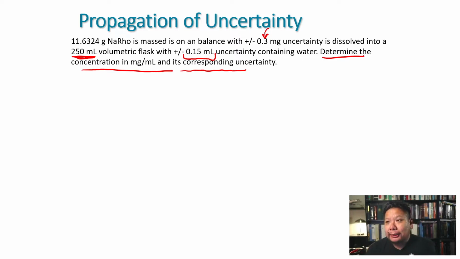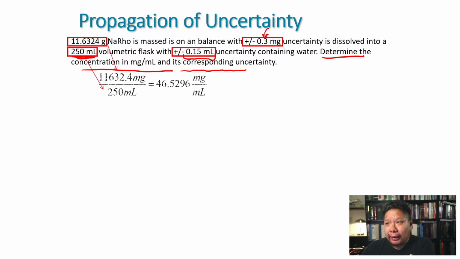Well, the first thing we have to do is to use the values that are given to us, which are the 11.6324 grams of sodium rhodizonate and the 250 mL of water, to determine what the concentration is in milligrams per mL. So how do you do that? Well, that's easy. Milligrams per mL is literally a mass in milligrams divided by a volume in milliliters, right? And so you measured out here 11.6324 grams, right? But I didn't ask for the concentration in grams per mL. I asked for it in milligrams per mL.